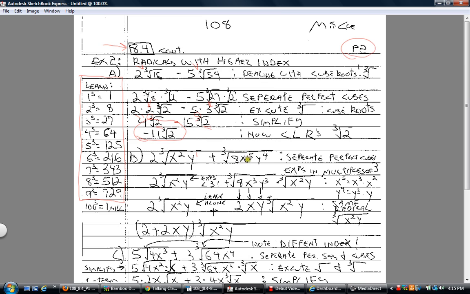Cube root of x to the 5th can be broken down into x to the 3rd times x to the 2nd, because x to the 5th is broken down as x to the 3rd times x to the 2nd. Add the exponents, but I want to take cube roots, so don't forget to put that there. And the cube root of x to the 3rd is x. X times x times x is x to the 3rd. And when the exponents are less than the index, that's in simplified form. There's nothing else you can do.